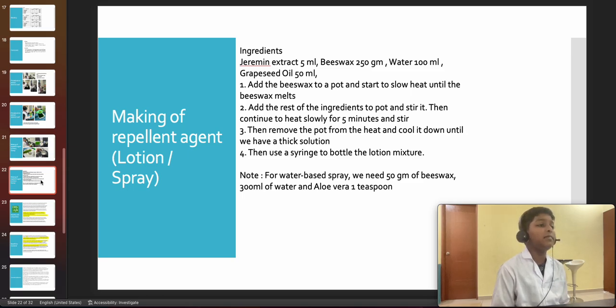First, add the beeswax to a pot and start to slowly heat until the beeswax melts. Add the rest of the ingredients to the pot and stir it. Then continue to heat slowly for 5 minutes and stir. Then remove the pot from the heat and cool it down until we have a thick solution. Then use a syringe to bottle the lotion mixture. Please note, for water-based spray, we need 50 grams of beeswax, 300 ml of water and 1 teaspoon of aloe vera.